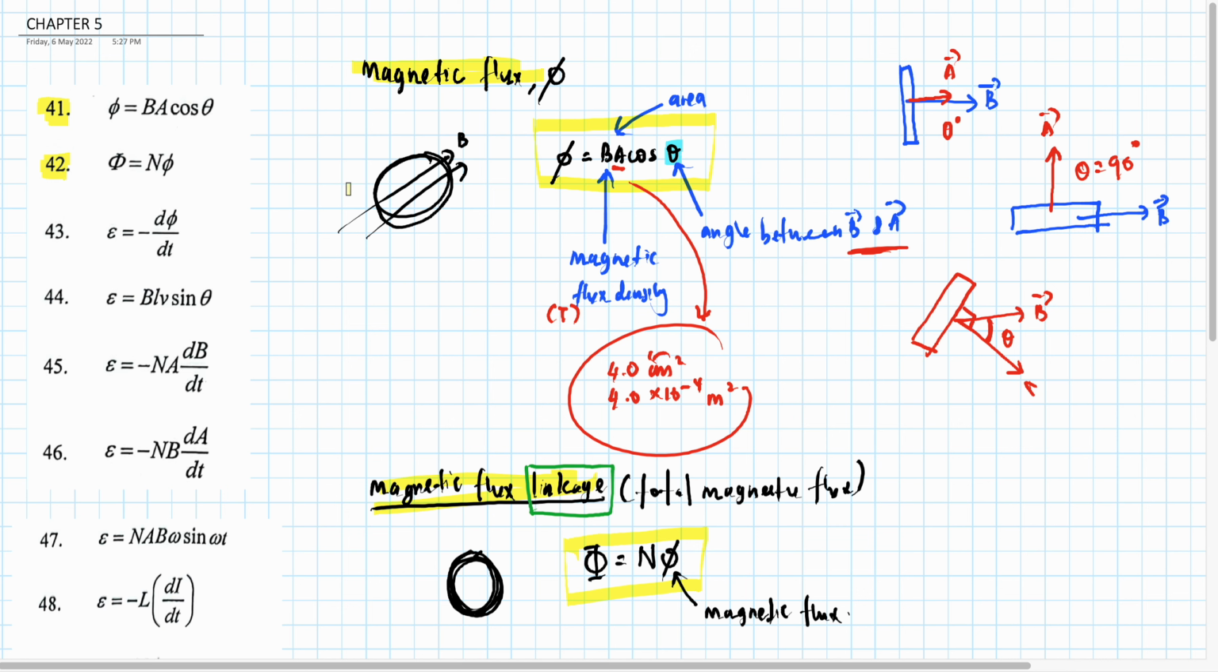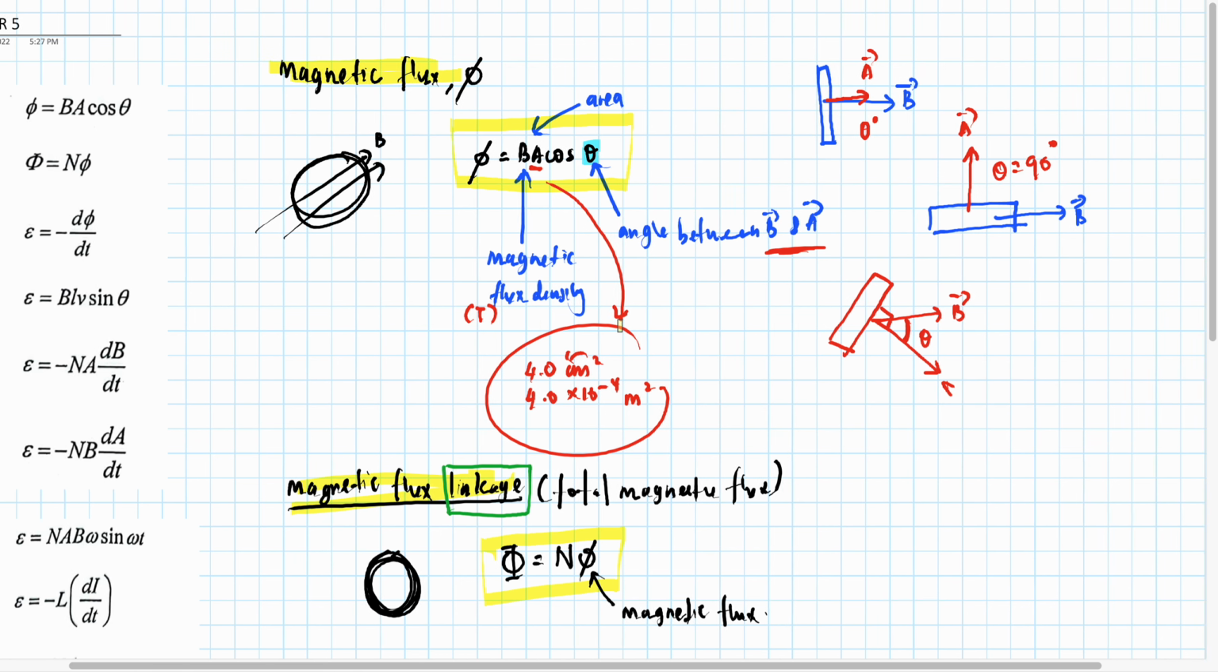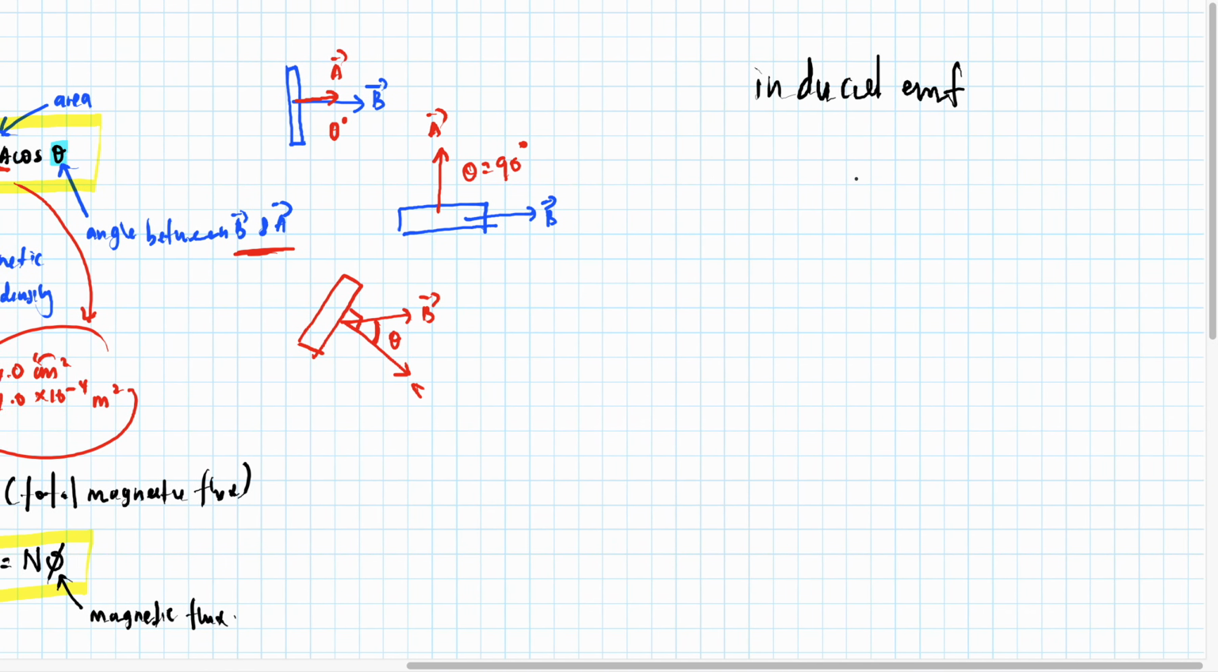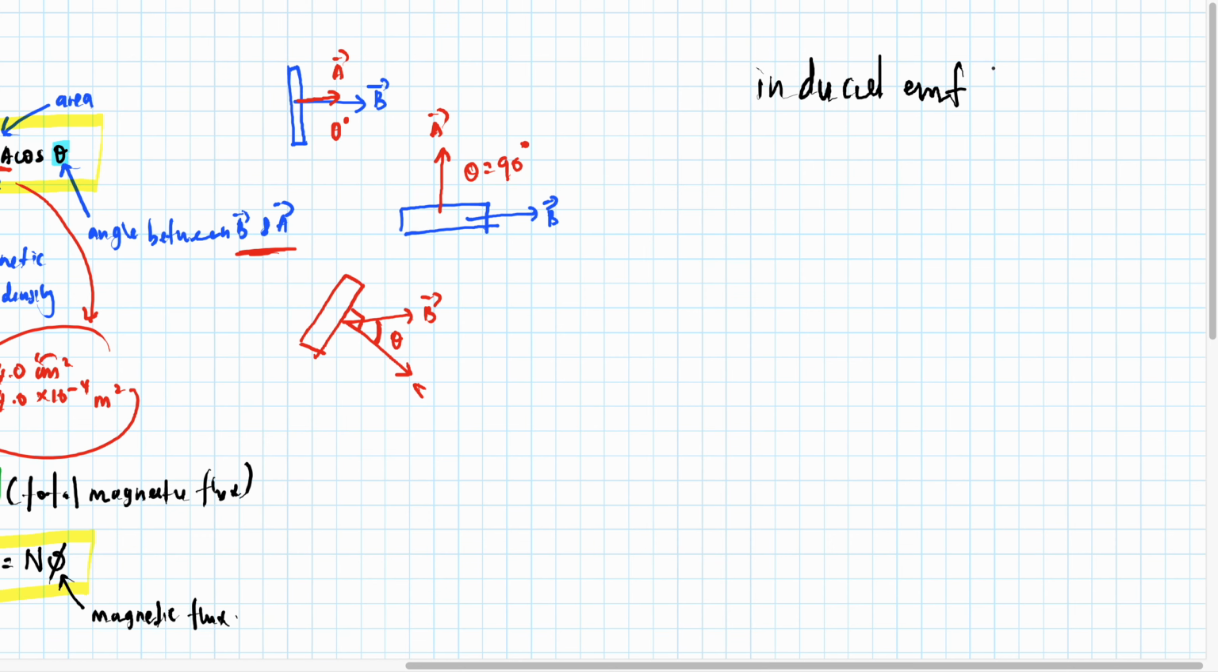Next, 5.2. 5.2 is induced EMF. So when we want to calculate induced EMF, what is induced EMF? Induced EMF is the EMF produced due to the change in magnetic flux.